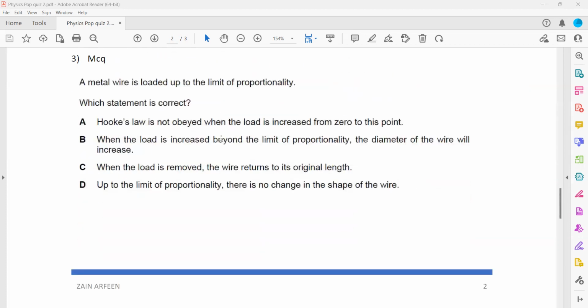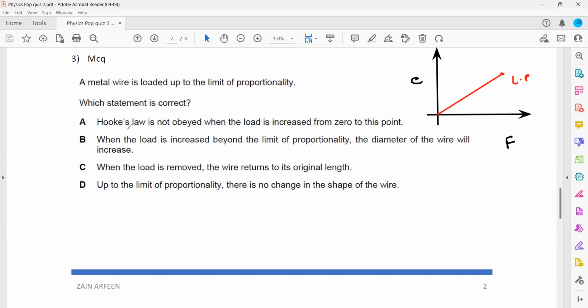In question 3, a metal wire is loaded up to the limit of proportionality. So if we have a graph between force and extension, it will be a straight line. The last point where this line is straight and follows Hooke's law is known as the limit of proportionality. Beyond this point, it won't follow Hooke's law. As it crosses the limit of proportionality, force and extension are not directly proportional.